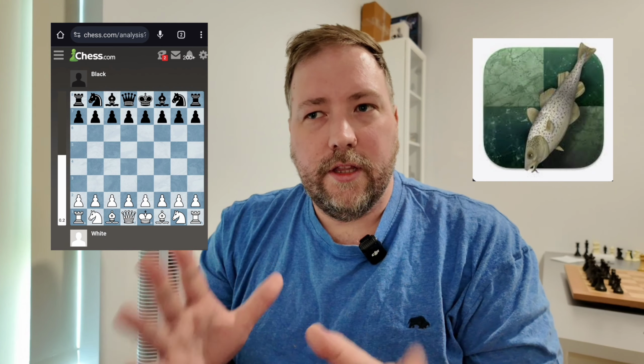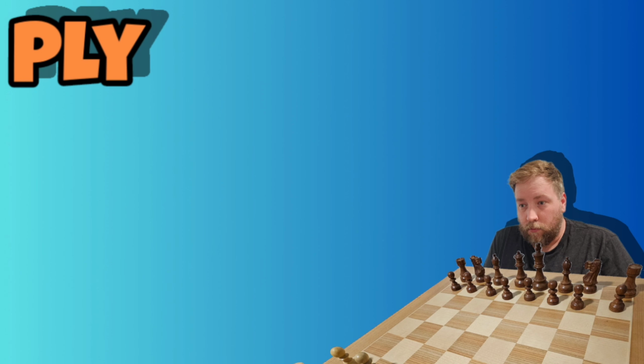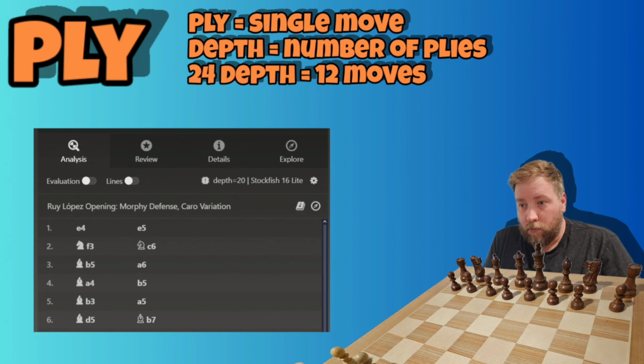Now, additionally, there are two more basics that we will need to understand before using engines. The first is how deep they go. This is determined by ply. No, not pi, ply. Ply is simply each time a player makes a move, that is one ply. So if the white player makes a move, that is one ply. Black player makes a move, that is two plies.